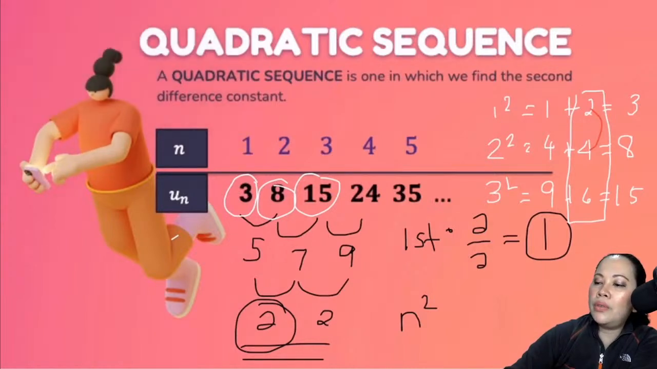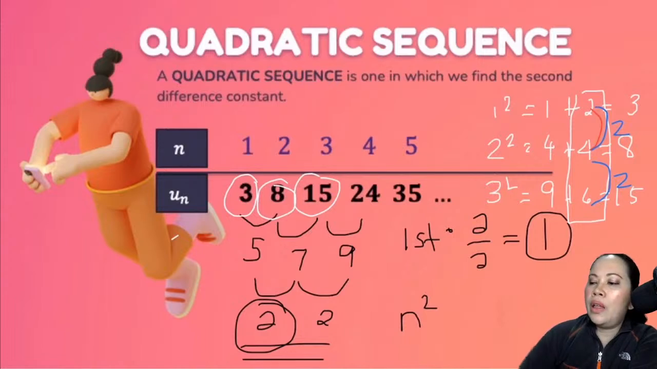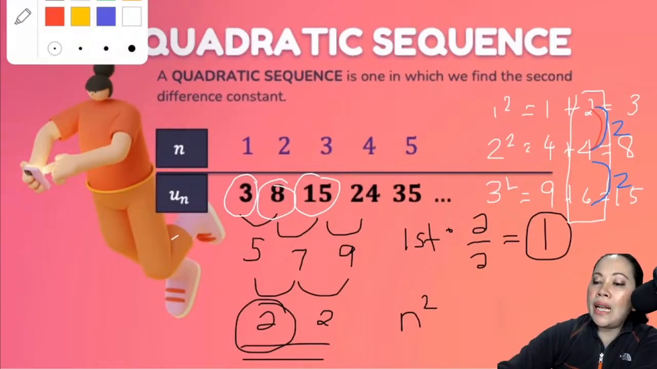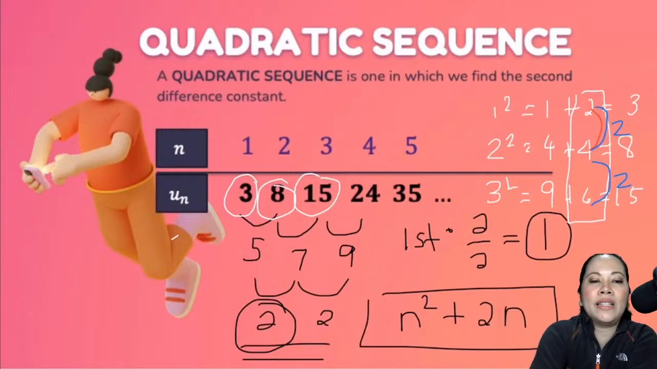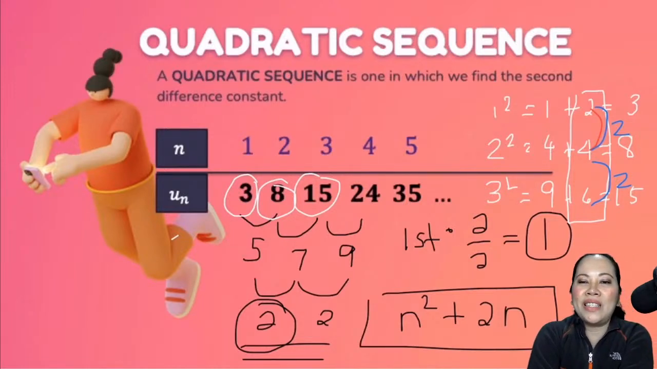Let me use a different color. That's a 2, that's a 2, right? 4 minus 2 is 2. 6 minus 4 is 2. Therefore, since the common difference is 2, the second part of the formula will be plus 2n. And that is your nth term formula for this quadratic sequence.